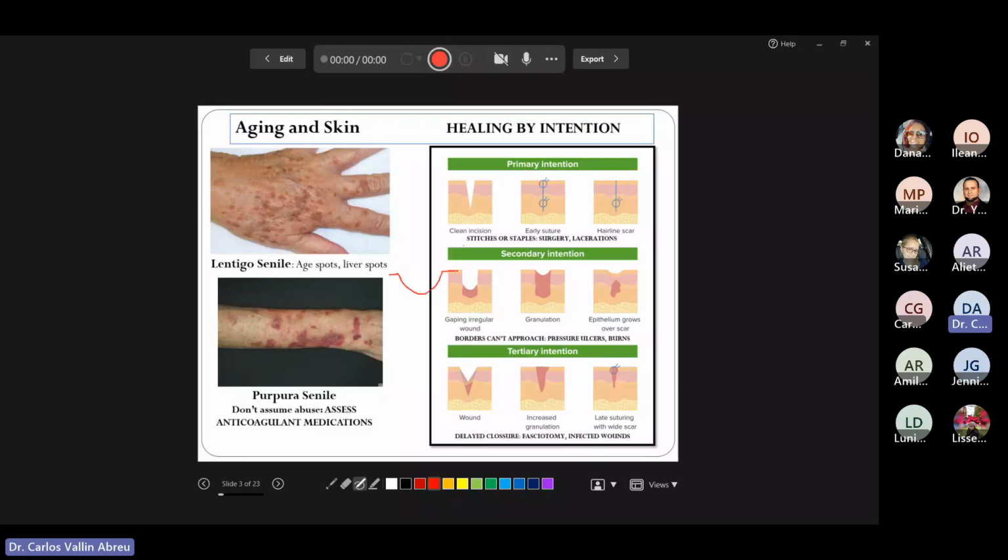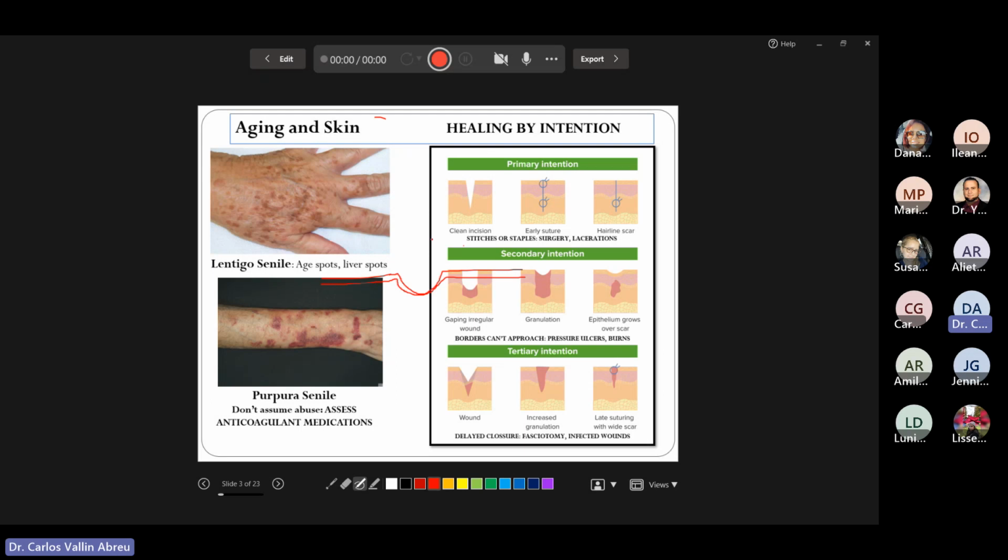of substance extends, and the borders cannot be approximated. This is the case of an ulcer, a pressure ulcer, which is a big hole with loss of substance, or it can be the case of a burn.